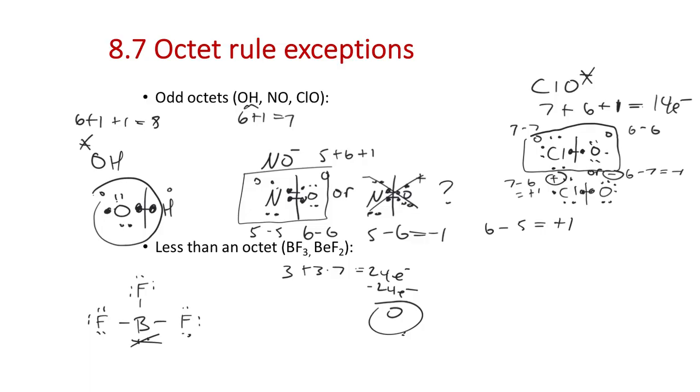I'll draw the structure real quick just to make sure you see what I mean here. If we want to try to satisfy the octet of boron, boron's formal charge now becomes negative. It only has 3 valence electrons, so it only needs 3 to be neutral, and so it has 4 now. So therefore it's negative, and then fluorine becomes positive.